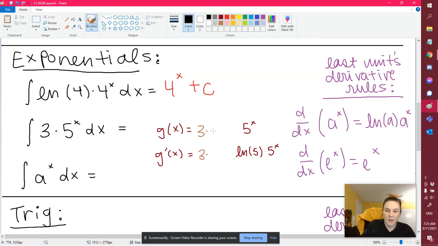If we then added in a 1 divided by the natural log of 5, then this also would be 1 divided by the natural log of 5 in the derivative, right? Because it's just a coefficient. This bottom thing can simplify to just 3 times 5 to the power of x, which is what we wanted.